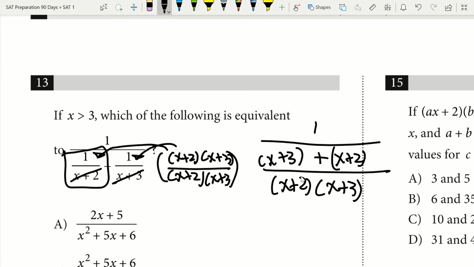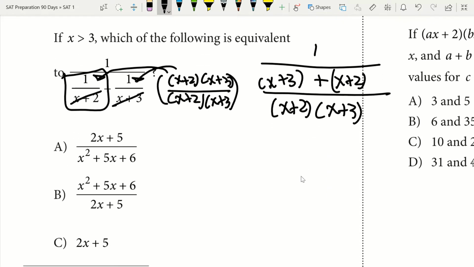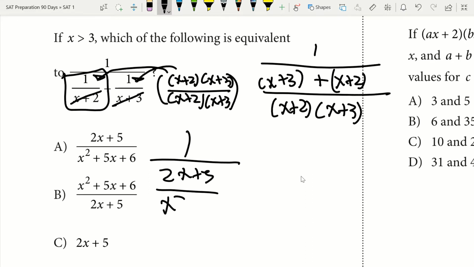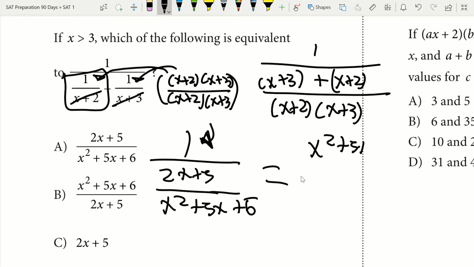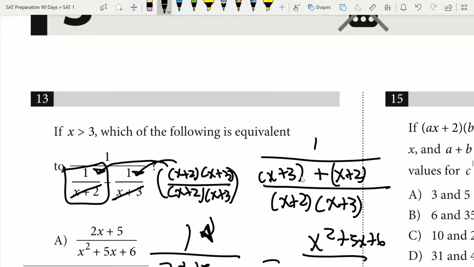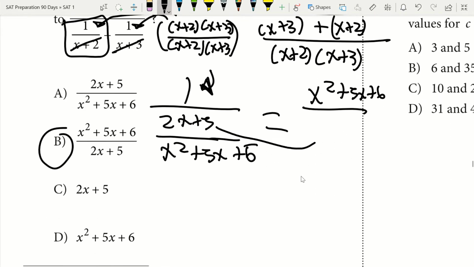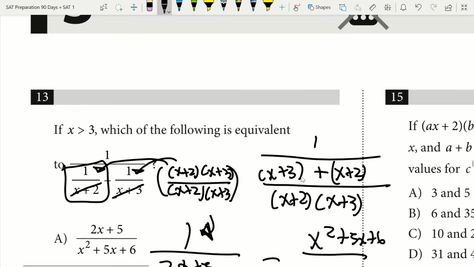So now at this point, that's going to equal 1 over (x plus 3 plus x plus 2). That's the same as 2x plus 5 all over x squared plus 5x plus 6. Now what is this equivalent to? Well, since there's a 1 up here, all we got to do is flip these terms. I flip them, and that's going to bring my x squared plus 5x plus 6 up top. So my answer then is going to be answer choice B. So that's question 13. This 2x plus 5 drops down. So 13, answer there is going to be B.